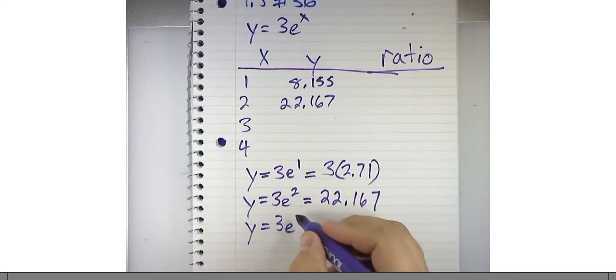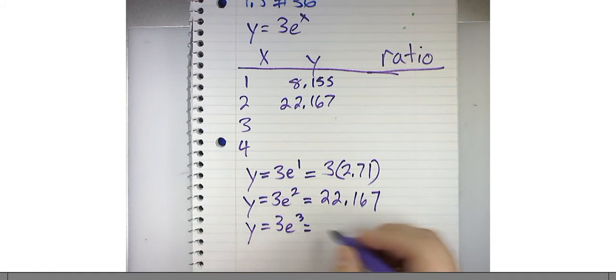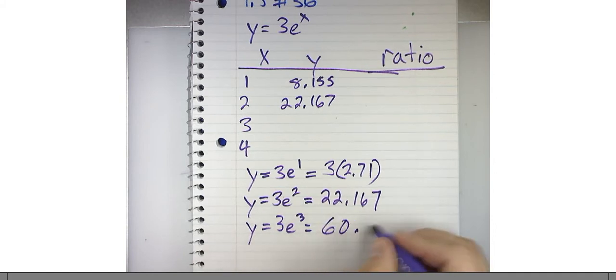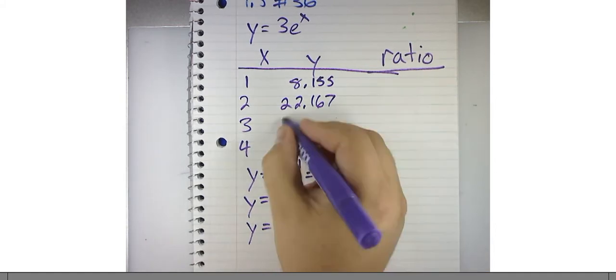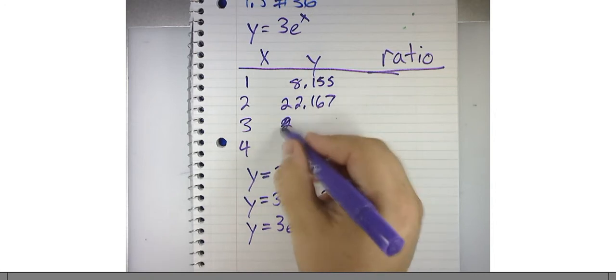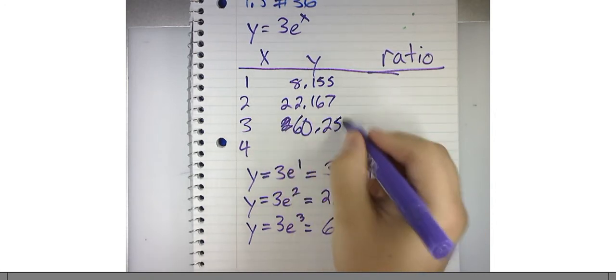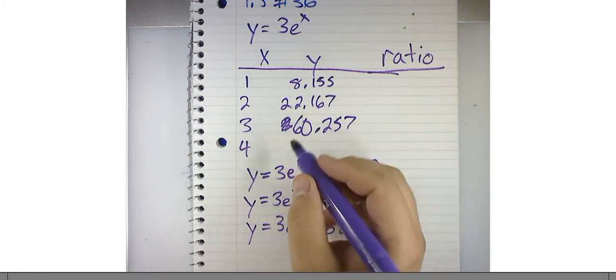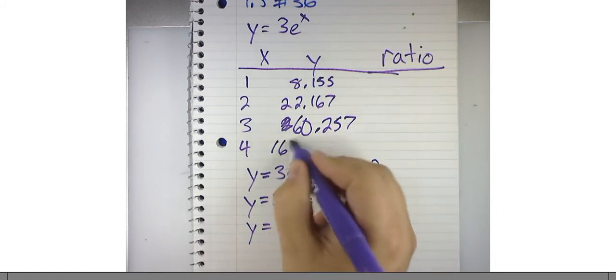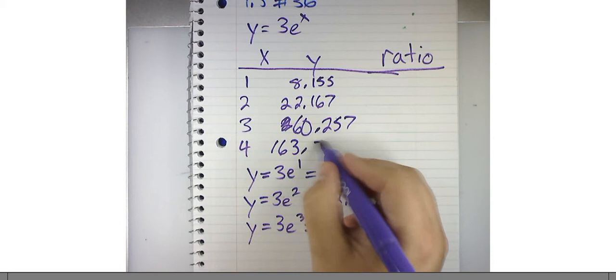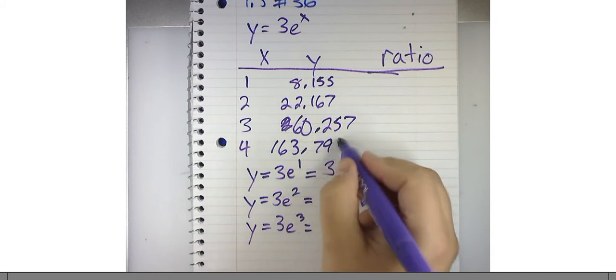If I were to do that again and let x equal 3, 3e raised to the 3, that would give me 60.257. So when x equals 3, y equals 60.257. And if I were to do that again with 4, I would get 163.749.